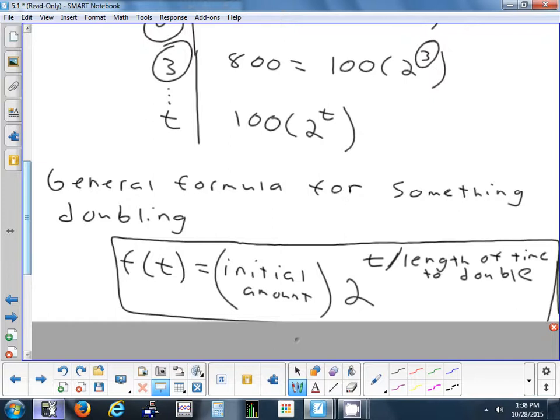Okay? Initial amount times 2 to the t, and we have to divide that t by the length of time to double. Okay? In this case, the length of time to double was 1 hour. And I'll show you why we need to do that on the next type of problem.